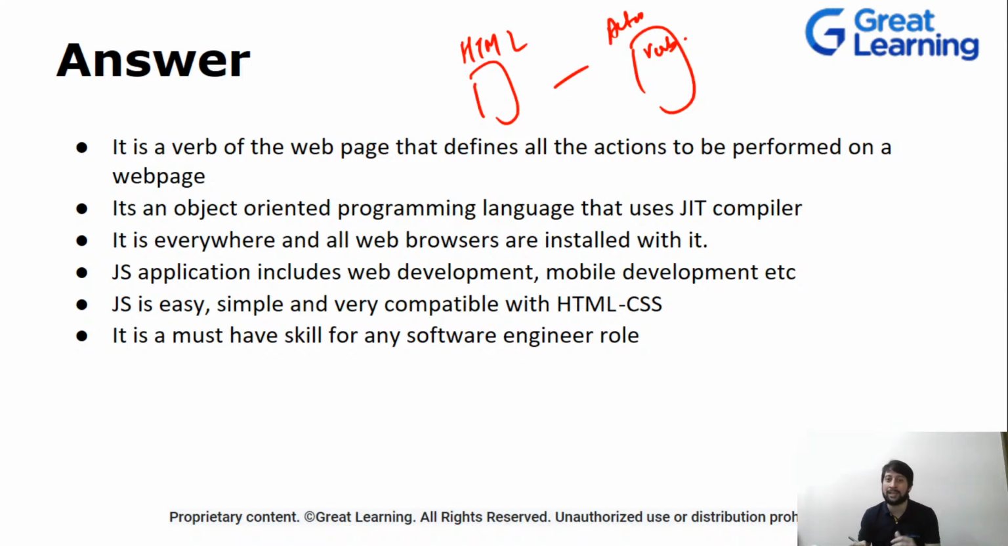Now again, it is an object-oriented programming language which uses a just-in-time compiler. That is, it will use the best of both worlds. That is, what is the best thing in your compiler, what is the best thing in your interpreter. The best of those two worlds will be used in this JIT compiler, okay? And you can easily run JavaScript in your web browsers, okay? And the applications can range from web development, mobile development, game development, right? So you can use JavaScript almost everywhere, at least in these domains, right?